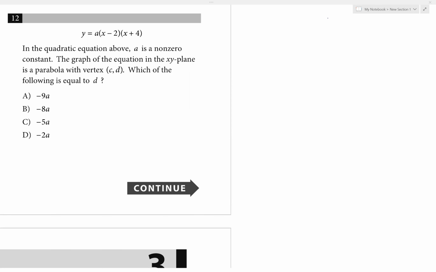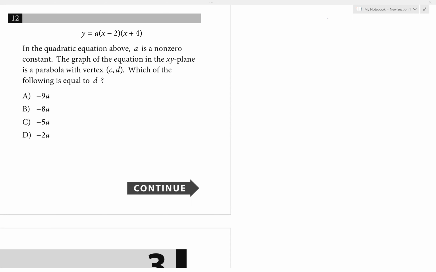All right, question 12. y equals a times (x minus 2) times (x plus 4). In the quadratic equation above, a is a non-zero constant. The graph of the equation in the xy-plane is a parabola with vertex (c, d). Which of the following is equal to d?